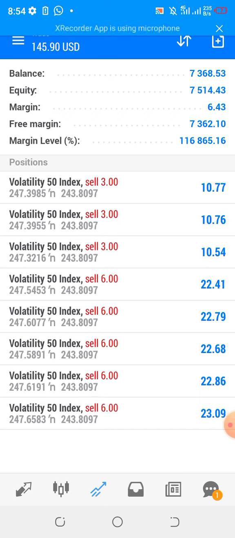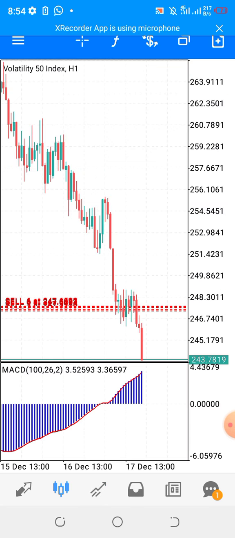So let me show you how to set up the indicator. But before that, there is something I want to make very clear. For any of the strategies you are watching on the OPTIMER FX channel, make sure you pay attention to the time frame. Time frame matters a lot. For instance, in this case, Volatility 50 index, the time frame is 1 hour, and the setup for this indicator works based on the 1 hour time frame.